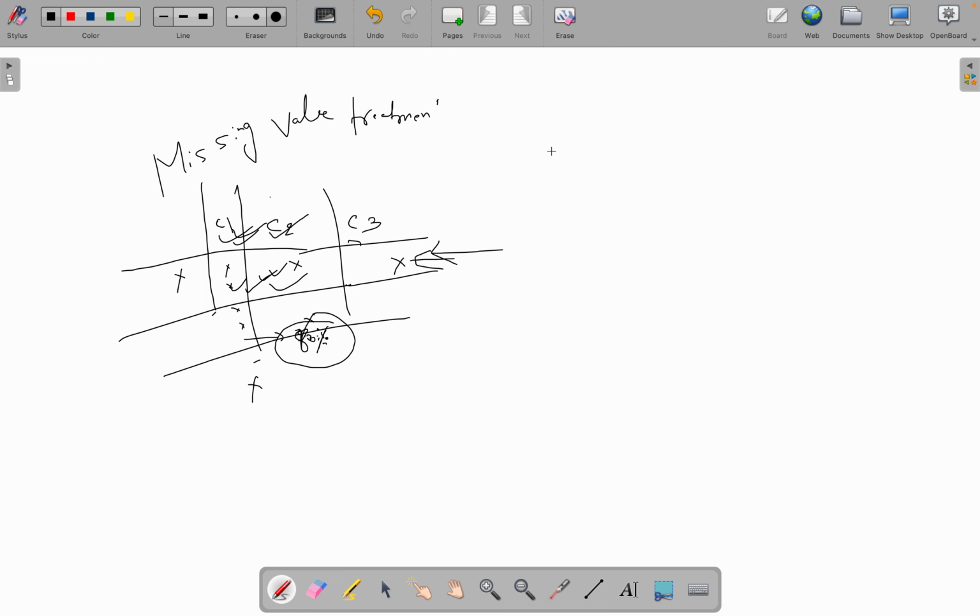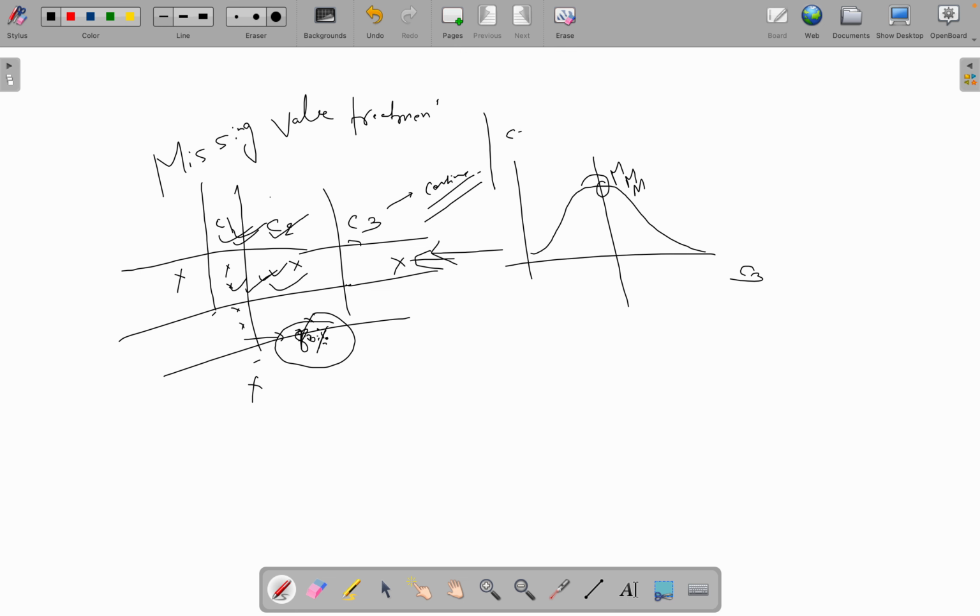As you remember, when I was teaching statistics, I taught you about mean, median, and mode. When you draw C3 and you see it's a perfect Gaussian distribution, then your mean, median, and mode will be at the same place. I'm talking about continuous values, not categorical values. What is a categorical value? That also I have explained in the statistics. So if it is a continuous value and a perfect Gaussian distribution, then you can replace it with either the mean or the median.